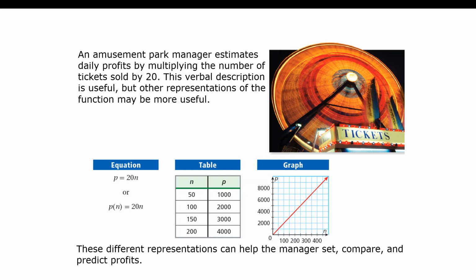You could also write it as a table. For every 50 tickets sold, your profit is going to be 1,000. And every 100 tickets, your profit will be 2,000, and so on. Or you could draw it as a graph and see it visually this way. These different representations can help the manager set, compare, and predict profits.